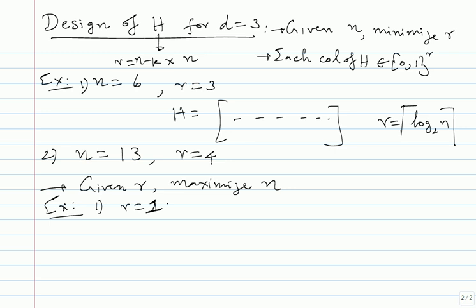If I say r equals 1, what's the only thing I can do? I can do only 1. So I can have n equals 1. What will be the parity check matrix? It's just a silly little game you can play. There's nothing of interest here.